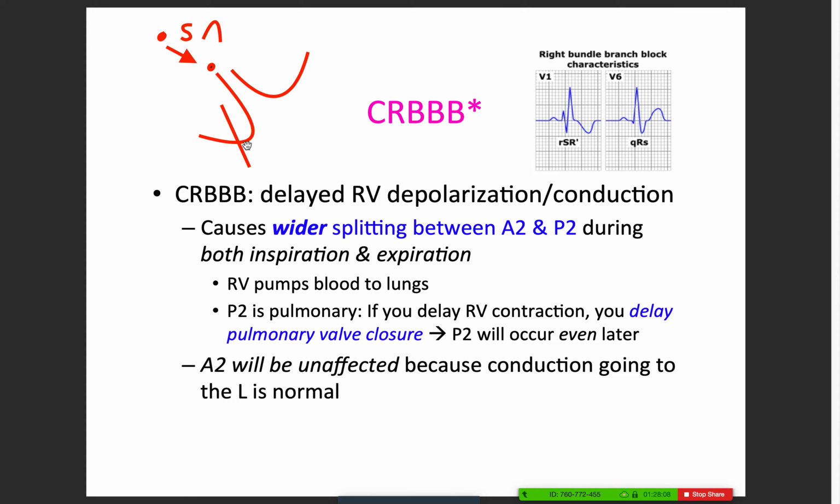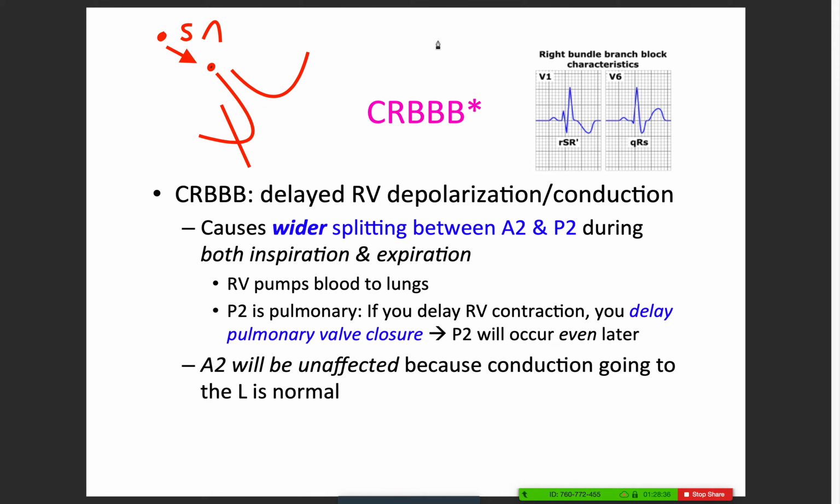And because when our patient is not taking a deep breath in, even when they're exhaling, you're still having that delayed conduction, that split is not going to go away, okay? And so what you're going to see is that you're going to have an S2 split that's always there. It just gets a little bit longer during inspiration, but it's always there, okay? And so that's basically all there is to it for right bundle branch blocks.